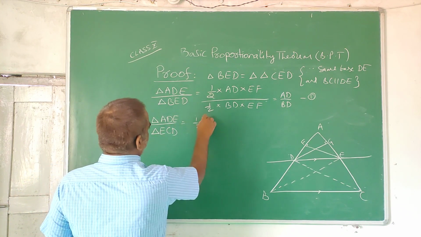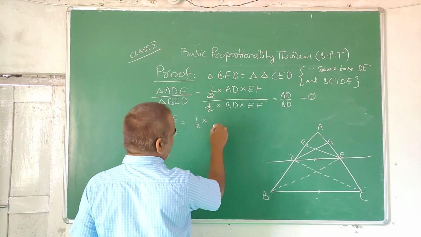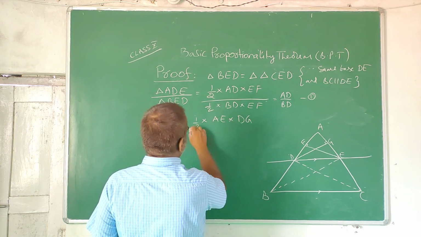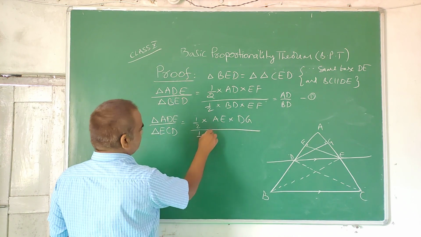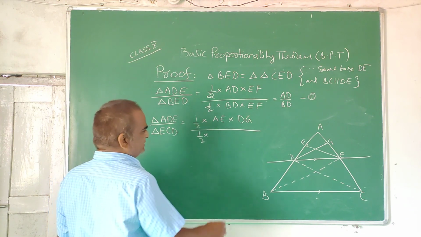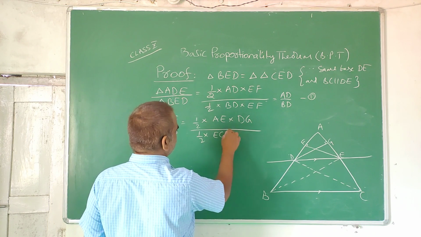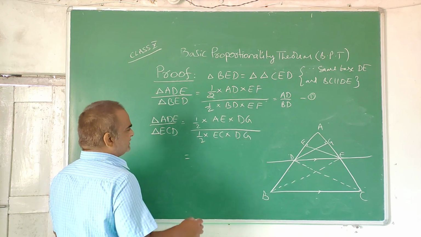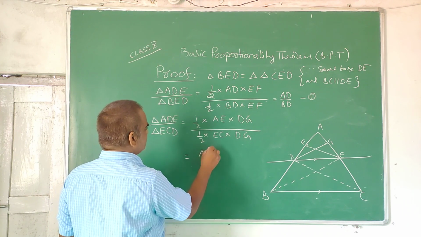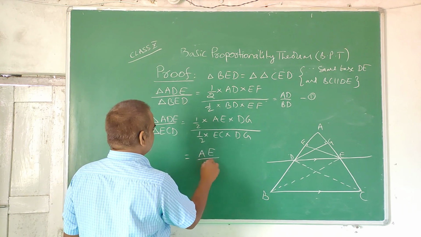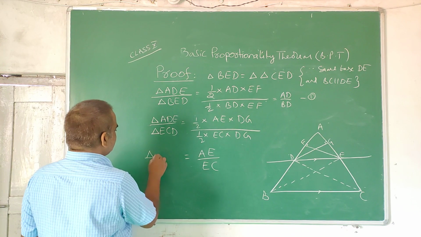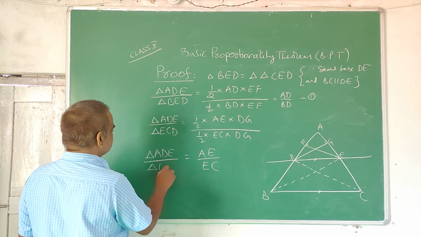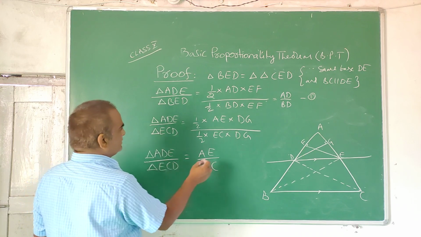And ADE is half into base AE and height DG, divided by half into ECD, base is EC into height is DG. Half gets cancelled, DG gets cancelled. So AE by EC. So triangle ADE by triangle ECD is equal to AE by EC.